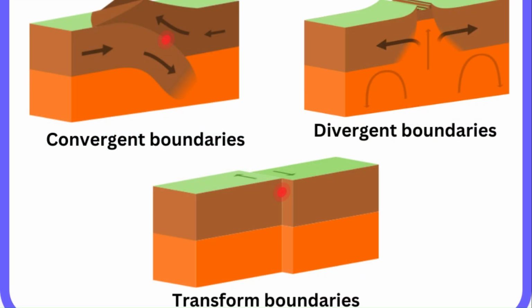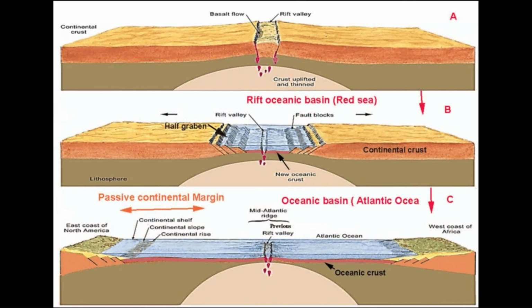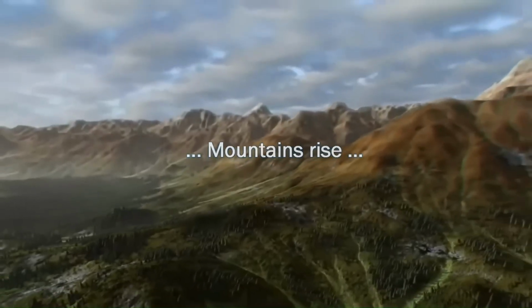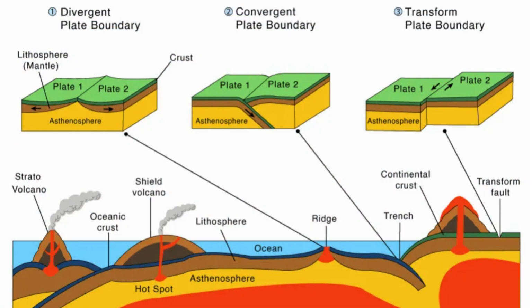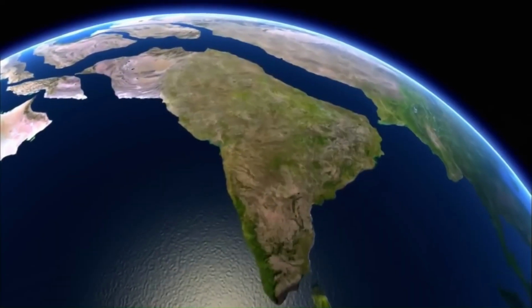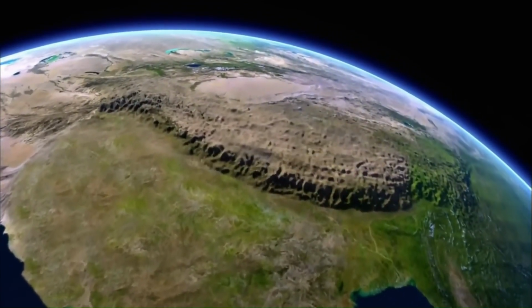Plate boundaries. The plates interact at three main types of boundaries. Divergent boundaries: plates move apart, creating new crust, for example mid-ocean ridges. Convergent boundaries: plates move toward each other, leading to subduction or mountain building, for example the Himalayas. Transform boundaries: plates slide past each other, for example the San Andreas Fault. The movement of these tectonic plates is driven by forces like mantle convection, heat-driven movement in the Earth's mantle, ridge push, and slab pull.